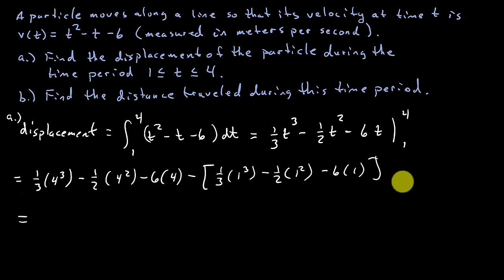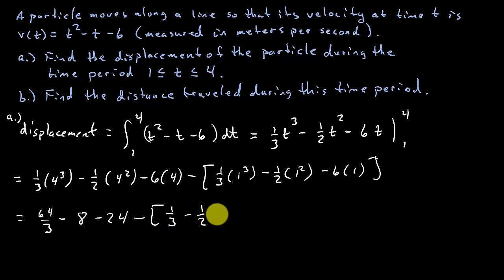And then after you evaluate all of that, let's just go ahead and do one more step. So 4 cubed, that's going to be 64 over 3 minus, well, that's 16, so that's going to be 8 minus 24 minus 1/3 minus 1/2 minus 6. And then when you do those calculations there, you're going to end up with negative 9/2.